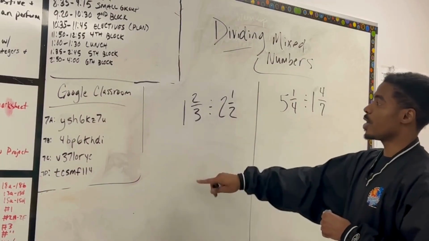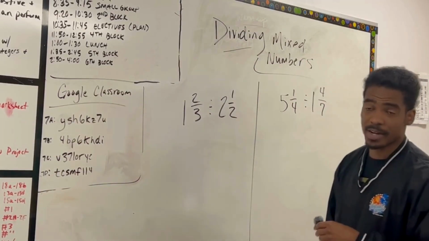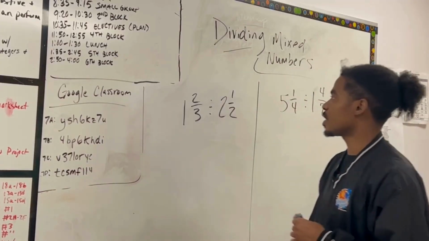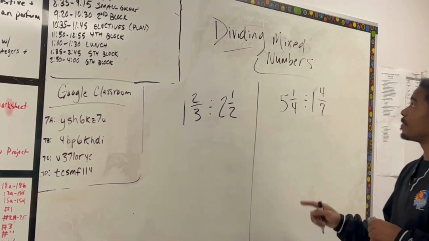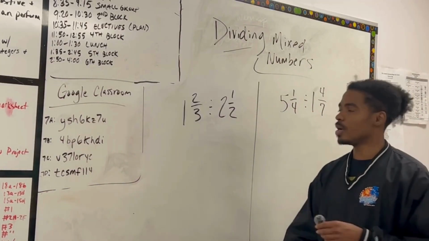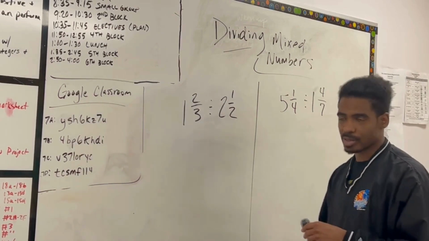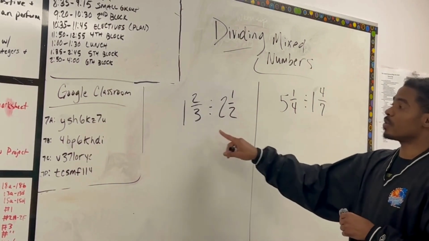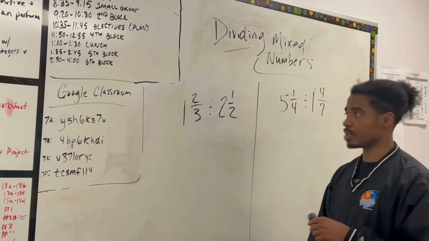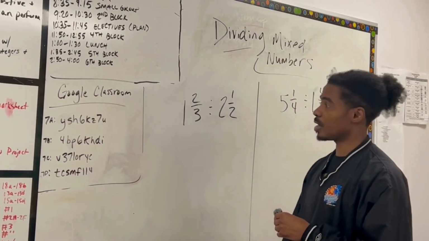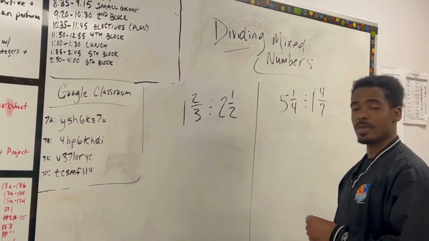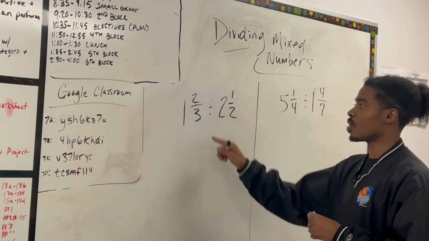So for this first one, we have 1 2/3 divided by 2 1/2. The first thing to remember when you are dividing mixed numbers is that you can't really divide mixed numbers. So the first thing you want to do is change both of these to improper fractions. When I say improper fractions, that means my numerator will be greater than my denominator. If you need a review on how to do that, start with your denominator.